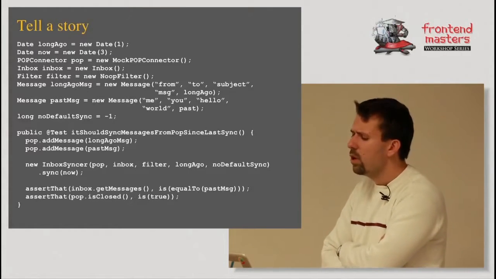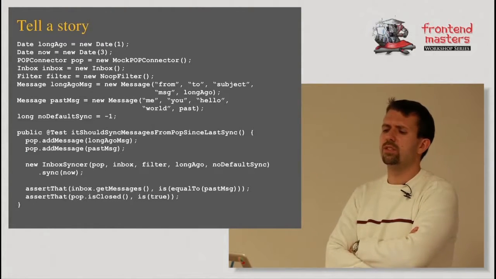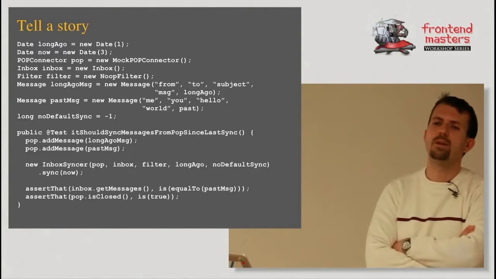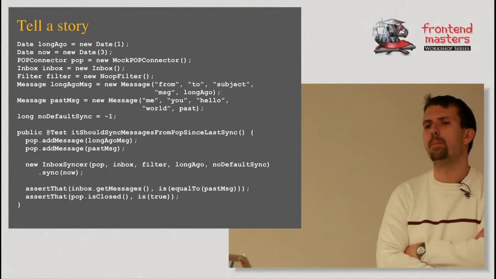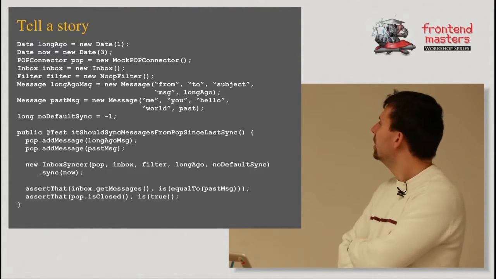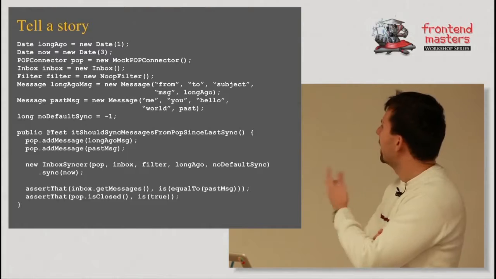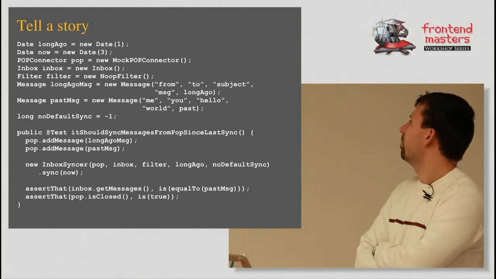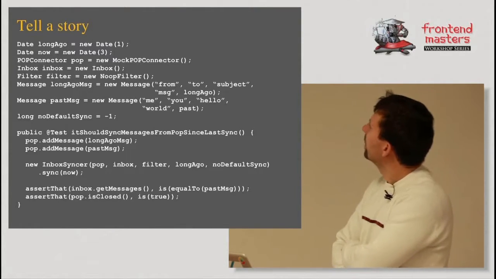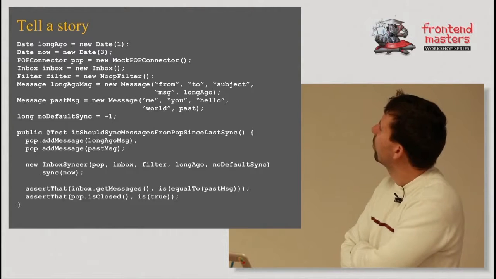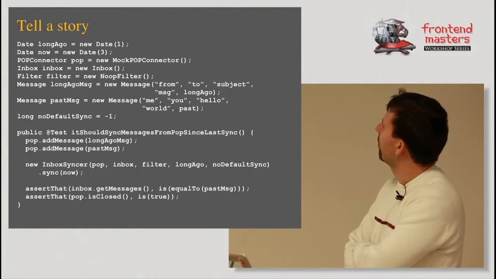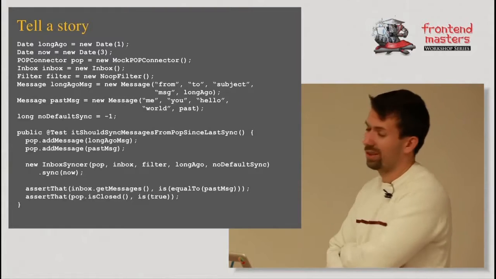Now, as I said, one of the biggest things you're gonna do inside of your test is you're gonna instantiate other objects. You're gonna basically wire mini versions of your applications together. So in order to prove to you that it should sync messages from a particular date, I would basically create a whole bunch of dates called long ago and now, and I would create a fake POP connector because I don't want to talk to the real server.